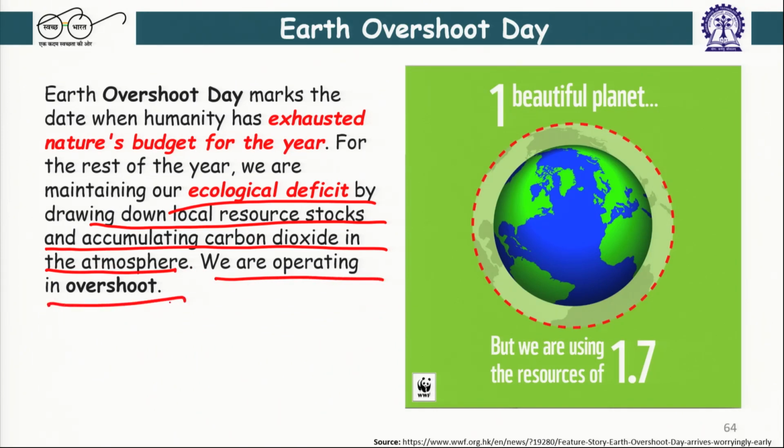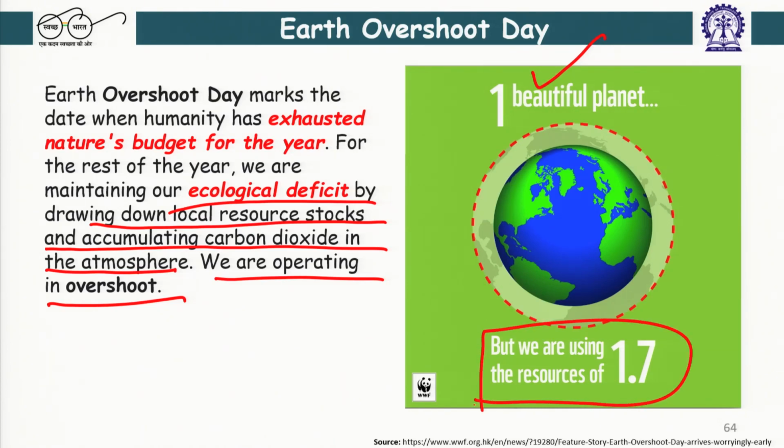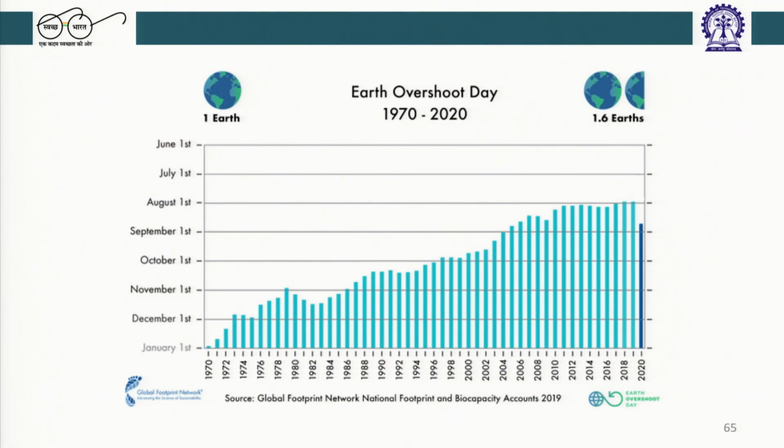So we have one beautiful planet, but we are using the resources of 1.7 planets. We are getting into a lot of ecological deficit, which you saw earlier. We are in ecological debt, and this is the concept. If the date is close to January 1st, you are good, because you are using only what resources are available for the entire year. But as you move from January 1st toward December, October, November, August and July, we are basically using more and more resources.